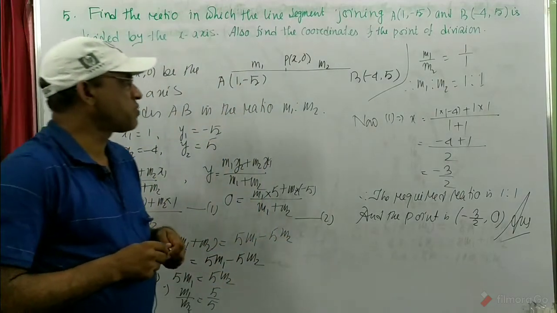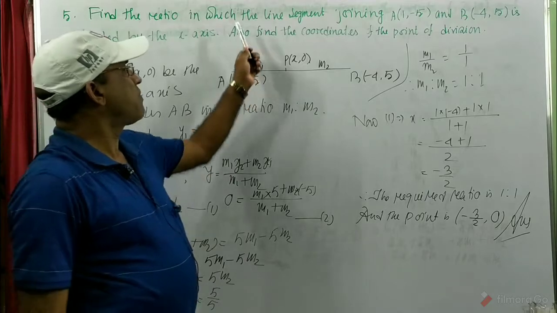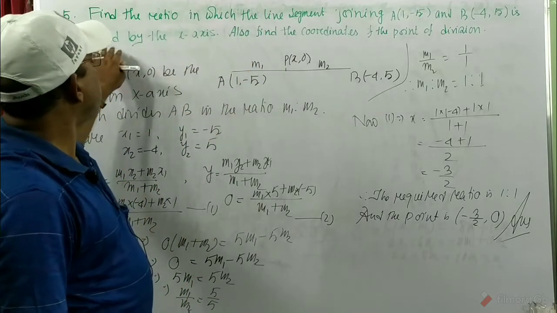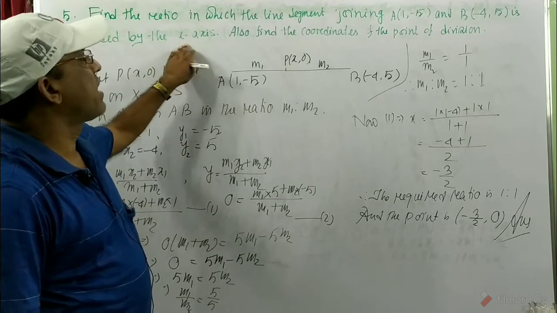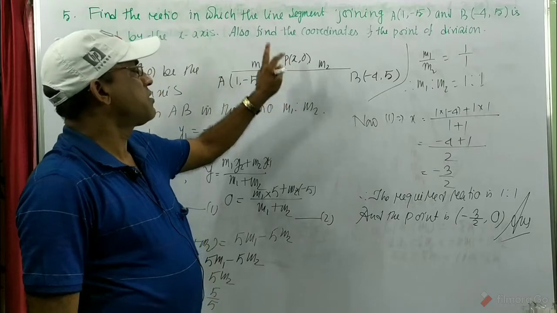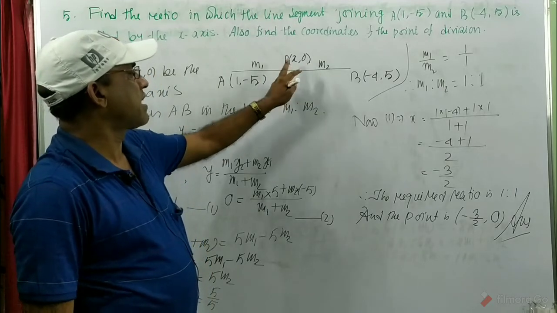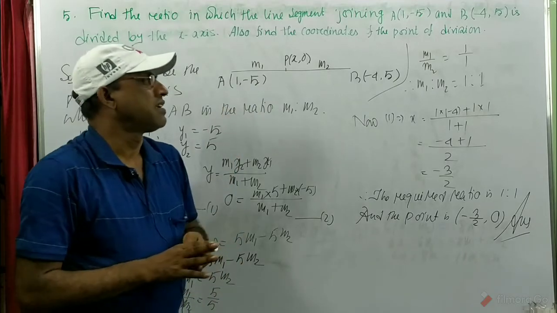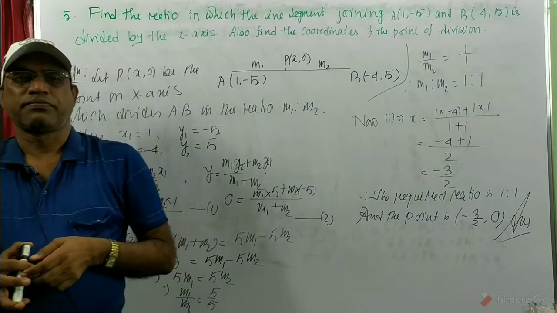Just dear students, you have to remember, this question may be changed also. Here it is given divided by x-axis, it may be y-axis. If y-axis, then here write down 0, this is y. Y-axis means y is non-zero, x is 0, and x-axis means x is non-zero, y is 0. Just interchange this. So this is our complete solution.